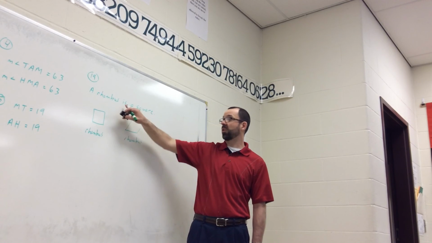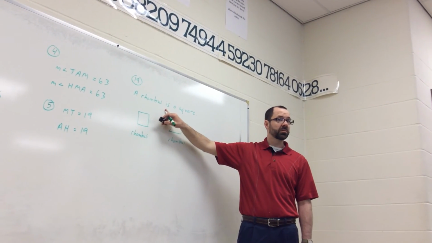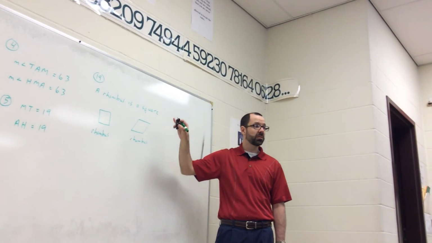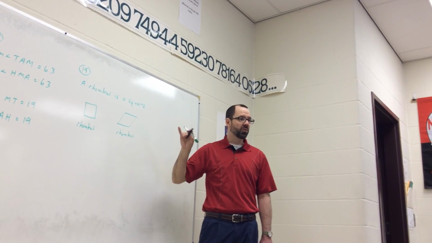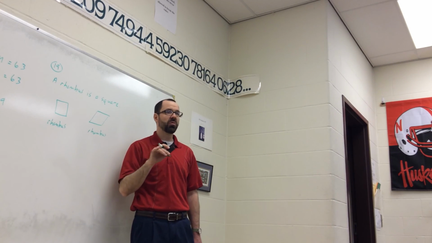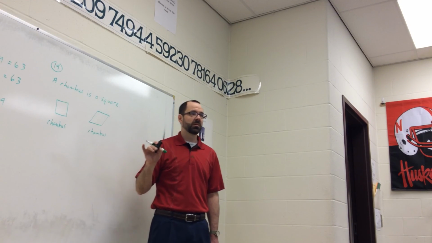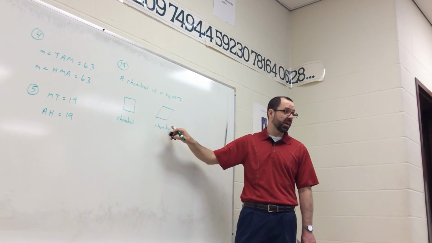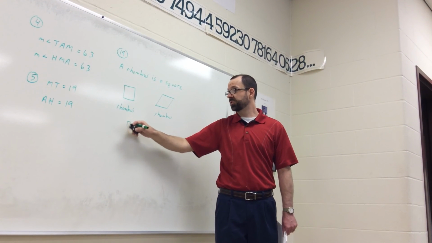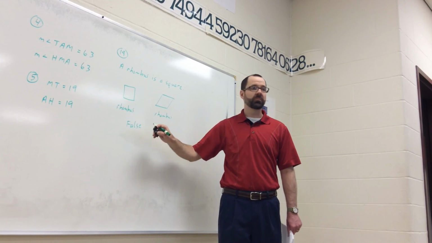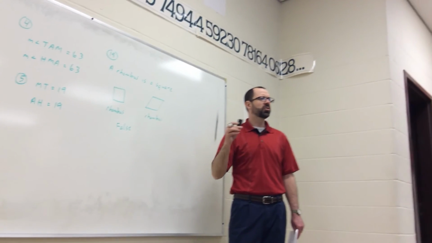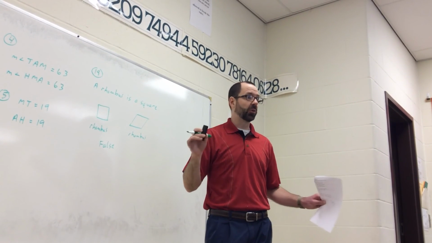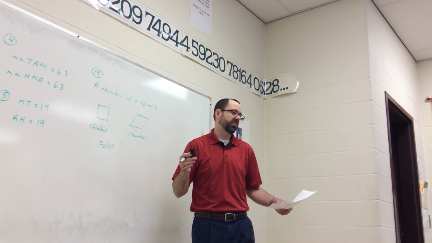So is it true or false that a rhombus is a square? It's false because in order to be true, it has to be true all the time. So it is true sometimes, but it's not true all the time. So this is a false statement. So when you're doing true-false questions, in order to be true, it has to be true no matter what. It can't just sometimes be true.